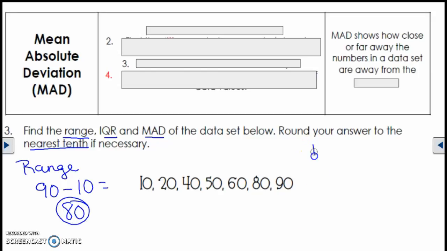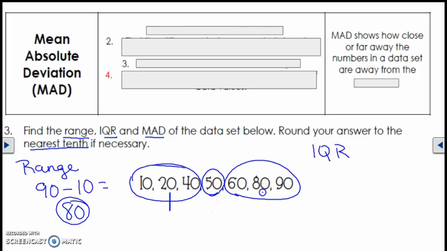Now the interquartile range. We know if we were to make a box and whisker plot, this is our median, correct? So that means we are going to take these three numbers and find the median here, which in this case is 20. We'll take these three numbers and find the median, and that's 80. So the interquartile range is 80 minus 20, and that's 60.